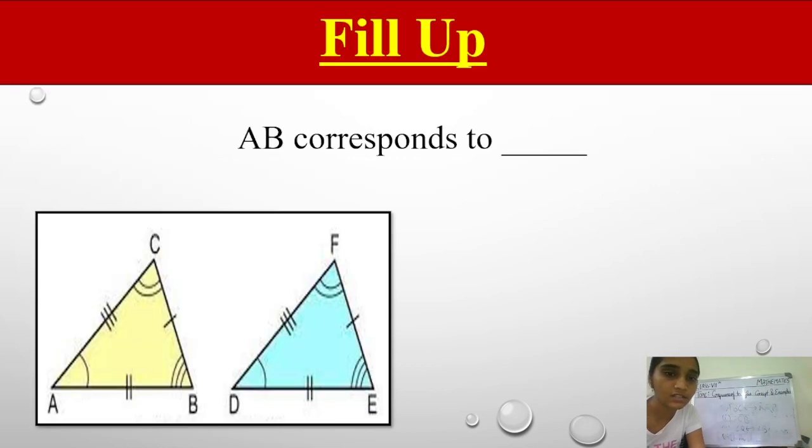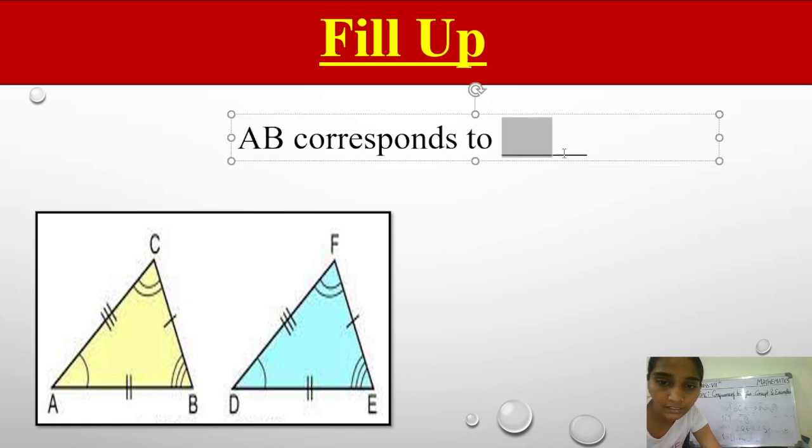So students, now it's time for you to fill in this blank: AB corresponds to dash. Fill in the blanks and write it in the comment section. What is your answer? Very good. AB is corresponding to the side DE of this triangle DEF. So DE, here it will come. Very good, students.